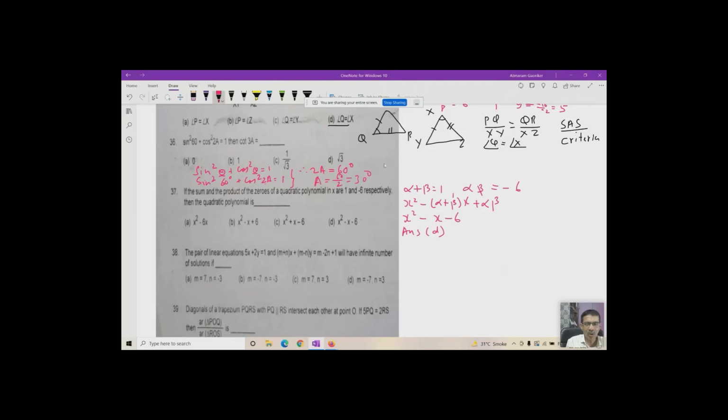And you are asked to find cot of 3a, that is equal to cot of 3 into 30 degrees, that is equal to cot of 90 degrees. And how much is cot of 90 degrees? Please type in the comment box. From the trigonometric ratio table, cot of 90 degrees is 0. So the correct option is answer A, that is 0.